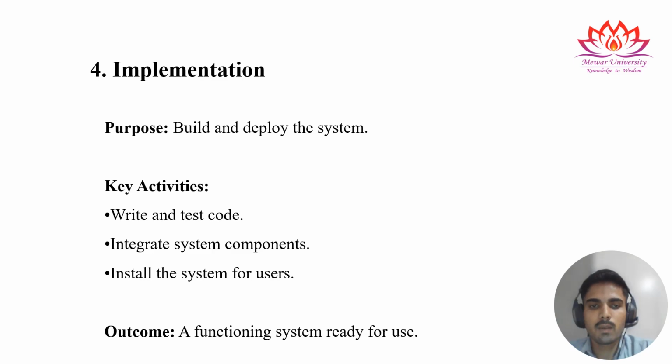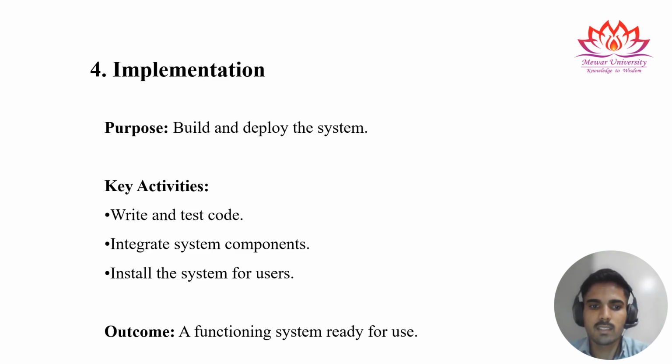The fourth stage of SDLC is implementation. The purpose is to build and deploy the system. The key activities are to write and test the code, integrate the system components, and install the system for users. Once design is completed for our project, the next step is implementation. In implementation we write the code of our project, integrate the system components, and install the system for users, and the system will be working properly. The outcome is a functional system that is ready for use.